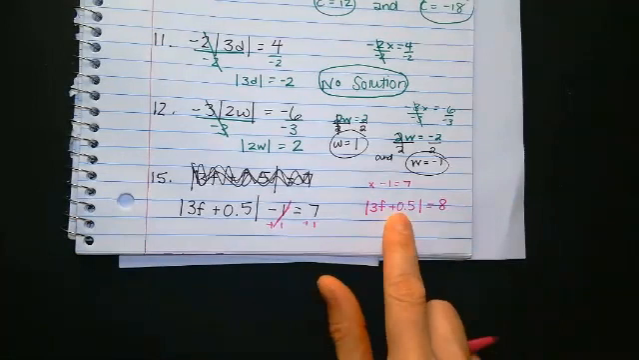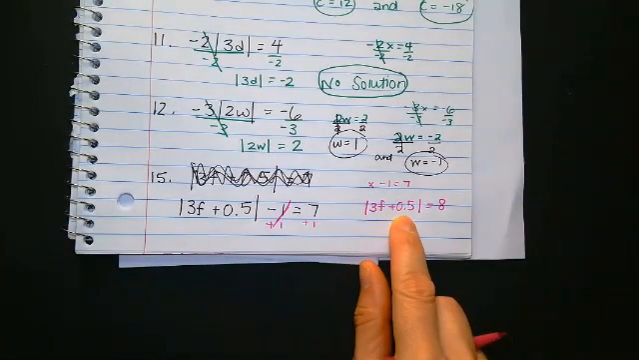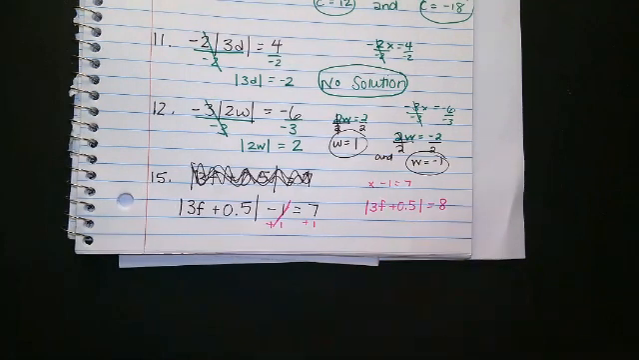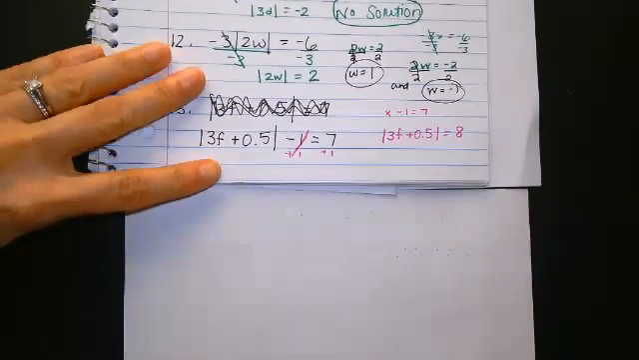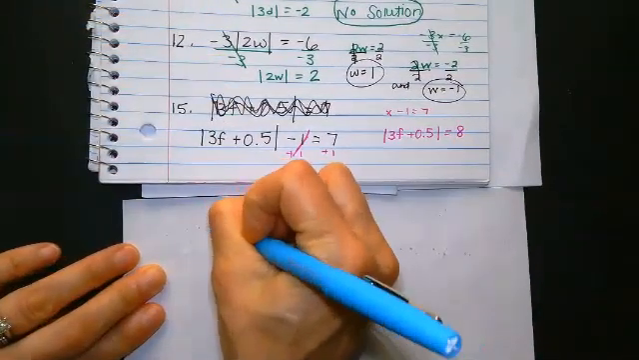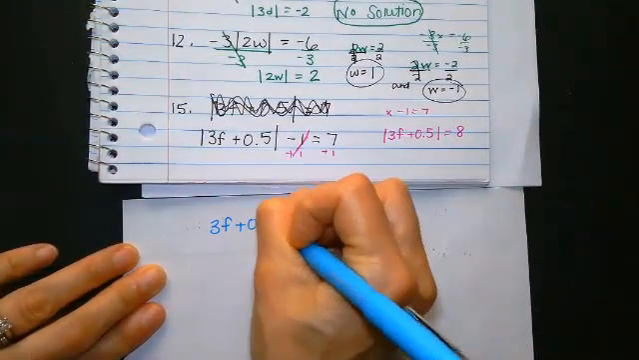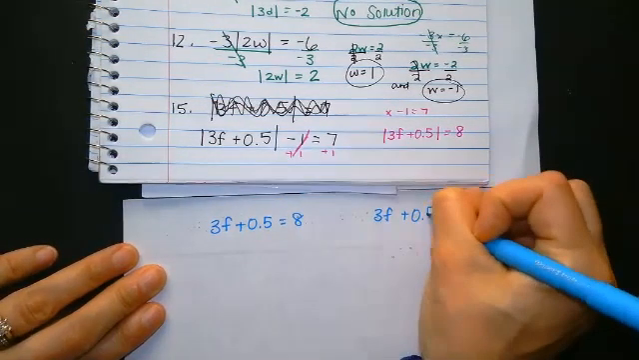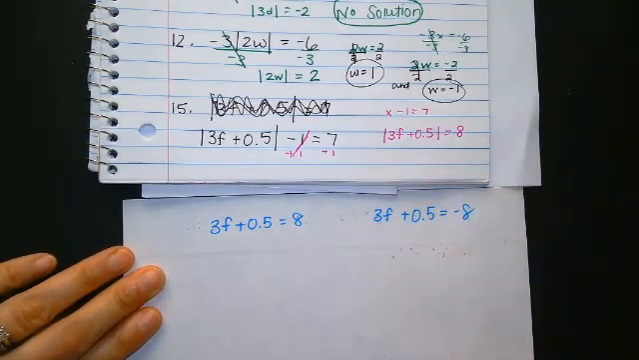Okay, now everything's in the absolute value symbols, and our answer is positive, so that means we're going to have to split this up and solve two equations. So we're going to split it up into the positive and negative. I am running out of space here, so I'm going to do this on a separate sheet and put this underneath it. So we're going to split this into 3f plus 0.5 equals positive 8, and 3f plus 0.5 equals negative 8, and we're going to solve each of them.